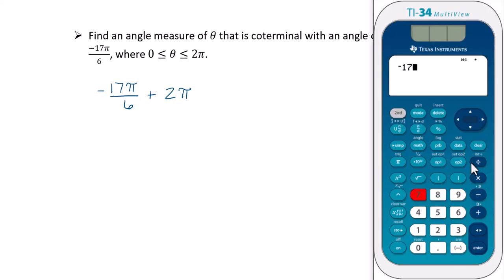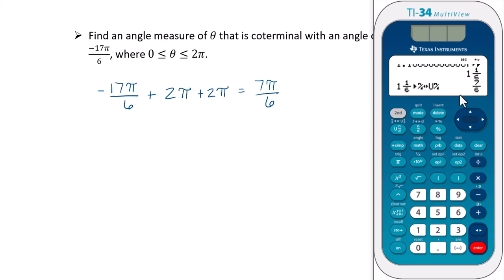Entering negative 17/6, and we know that's the coefficient of pi, and I'm going to add 2. That number is not between 0 and 2 pi, so I'm going to go ahead and add another 2 pi. So I'm adding 2, and that is going to be between 0 and 2 pi. Now let's convert this to fraction form, and this is 1 1/6. We can convert that again to an improper fraction. So this is 7 pi over 6.